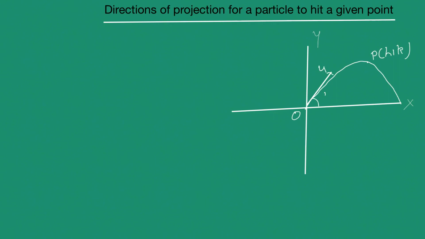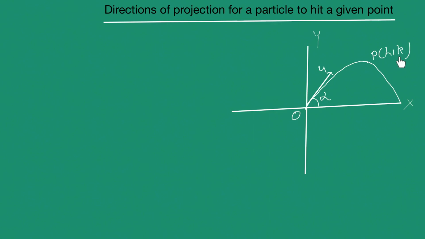It is projected with velocity u making an angle alpha, and this is the origin, and this is the given point which is to be hit by the projectile. So everything is very much clear. The initial velocity of the particle is u, making an angle alpha, with which it will hit the given point h comma k.